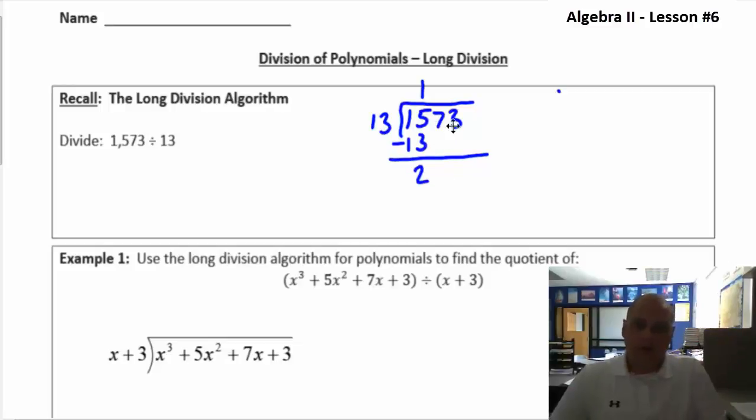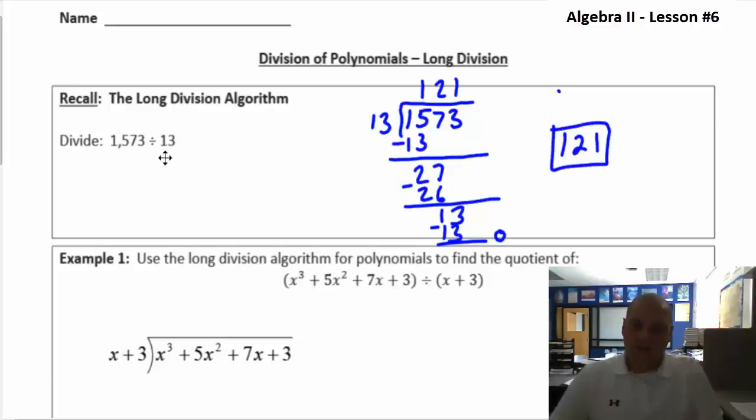Subtract. 15 minus 13 is 2. 13 doesn't go into 2, so bring down the 7. Bring down the next number. 13 goes into 27 twice. So that goes above the 7. 2 times 13 is 26. We subtract. 27 minus 26 is 1. We bring down our 3. 13 goes into 13 once. 1 times 13 is 13, and of course that subtracts and gives you 0. Remainder 0. So 121 would be the quotient of 1573 and 13.